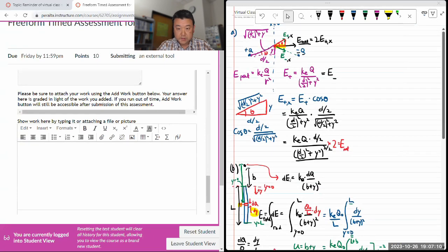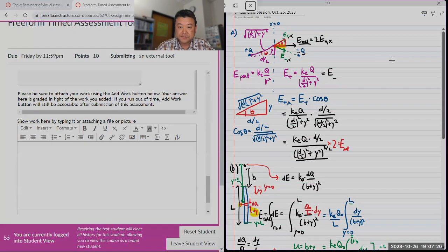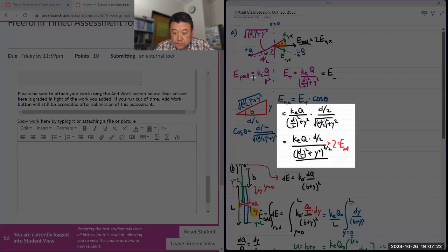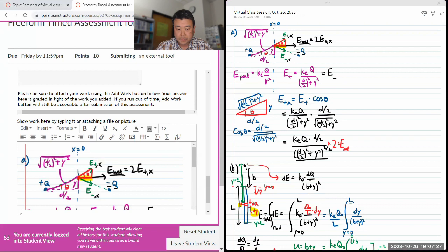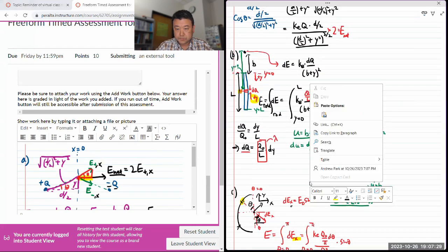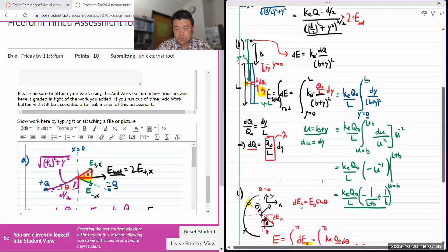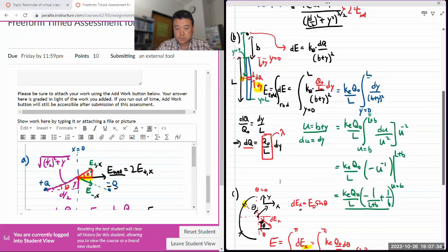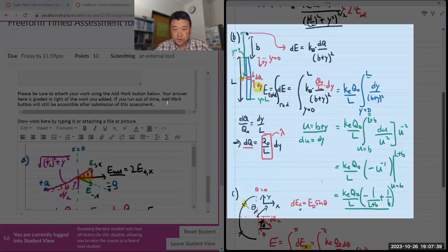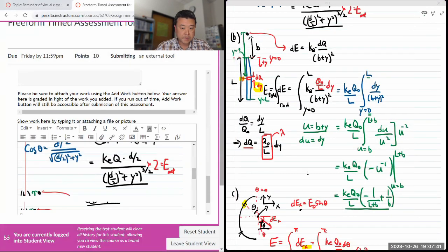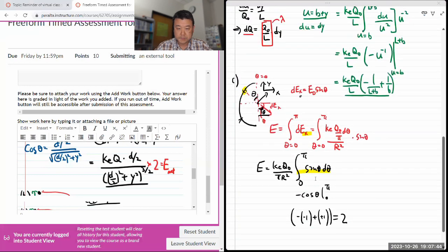From here, I think I can do it in. Oops. Ooh, that is really in the way. Can I? Okay, good. So there's work for A. Work for B. Just gonna copy in an overlapping way. And work for C.